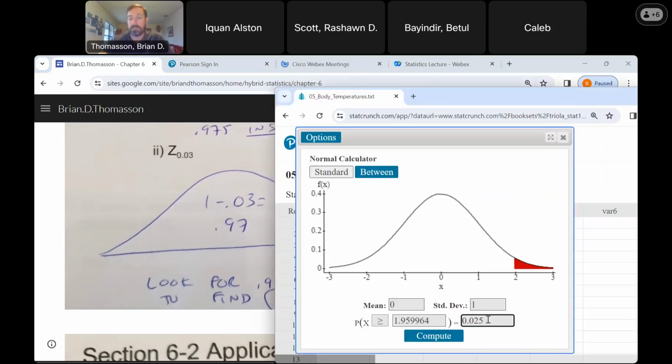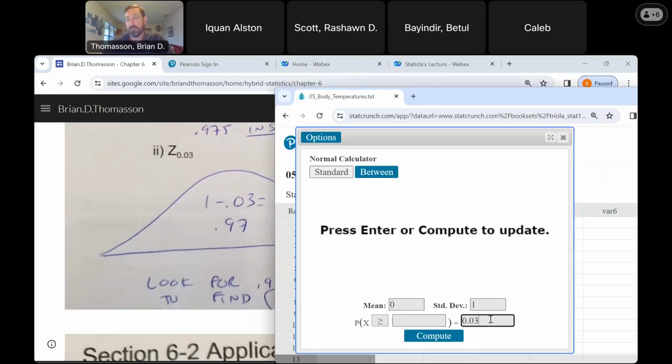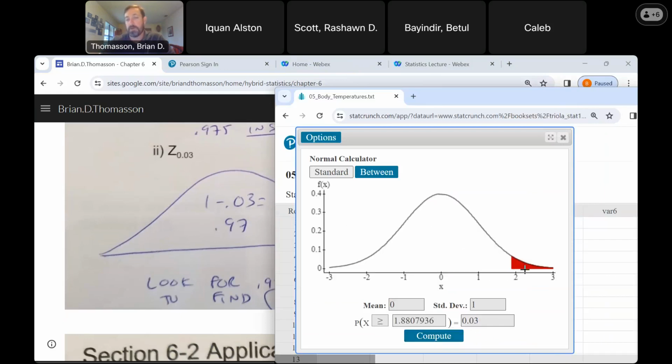So we want that upper tail to be 0.03. So I put the 0.03 in this lower right box. Notice I have it greater than or equal to, which will put it in the right side. Our pretty pictures match. We have the red area at 0.03 and our cutoff is at 1.88, which is what we found here.